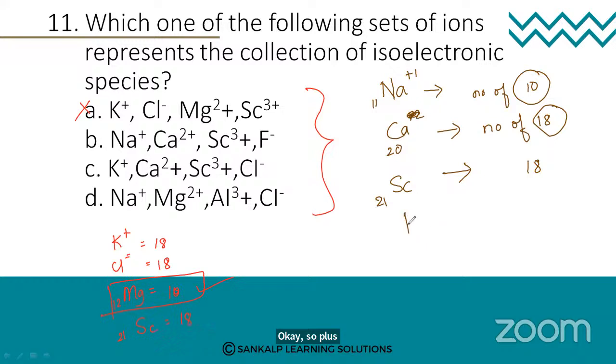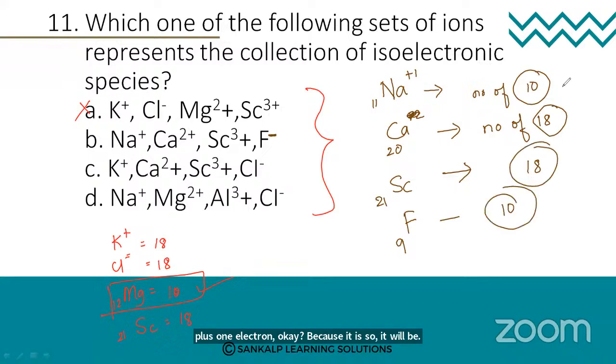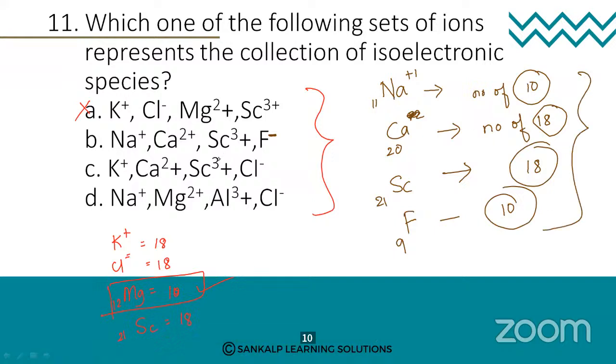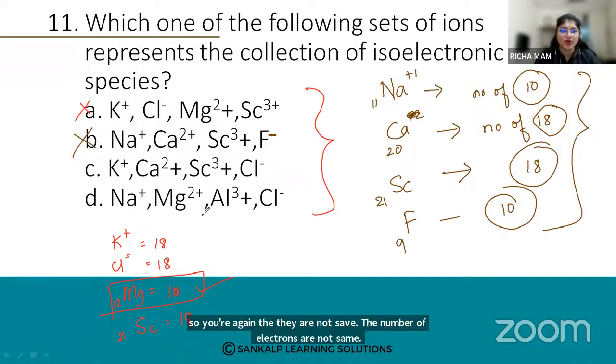Next is fluorine. Fluorine is 9. Because it is minus, one electron is added, so it will be 10. So here again the numbers of electrons are not the same. So this is also wrong. B option is also wrong. Let us go for the C option.